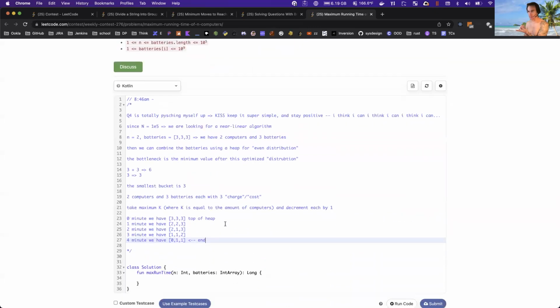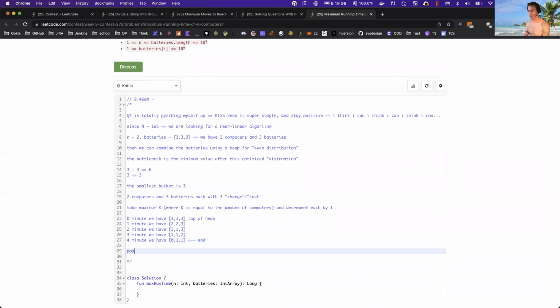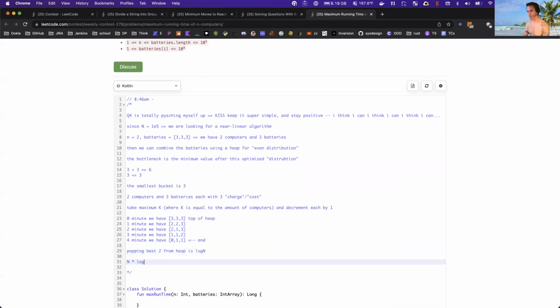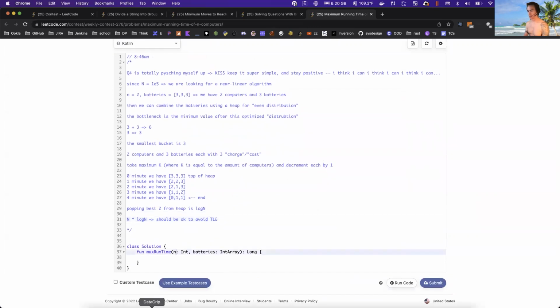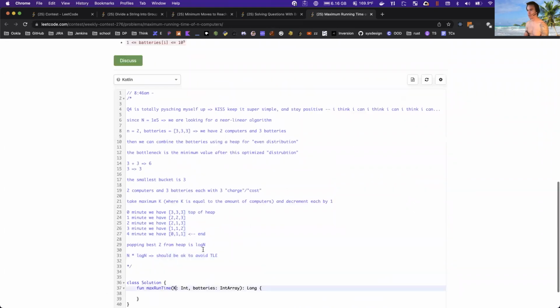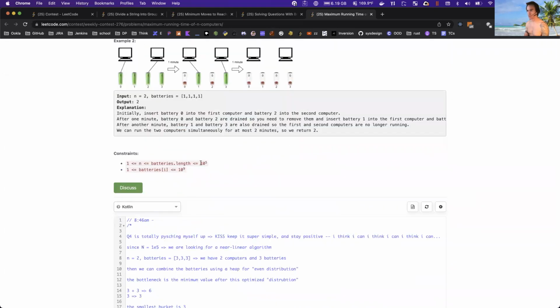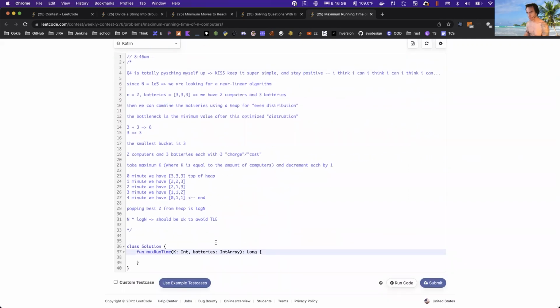So popping off the heap is a logarithmic operation, right? Popping the best two from the heap is log n. So n times log n overall should be okay, right? Should be okay to avoid TLE. All right, let's see what happens here. It's k at a time, k computers, batteries. So if batteries, okay, n is at least that. Okay, so now we're coming to the case where we can never power on the computers.